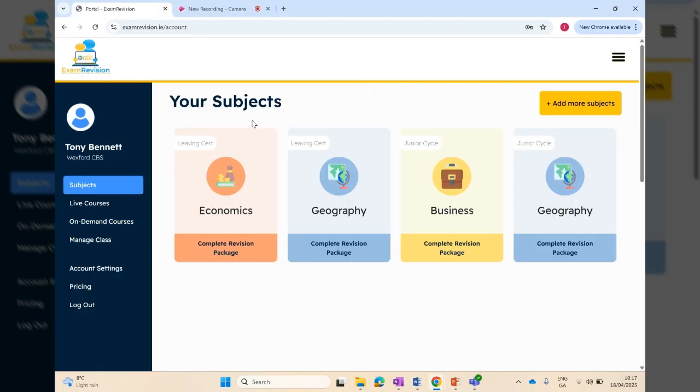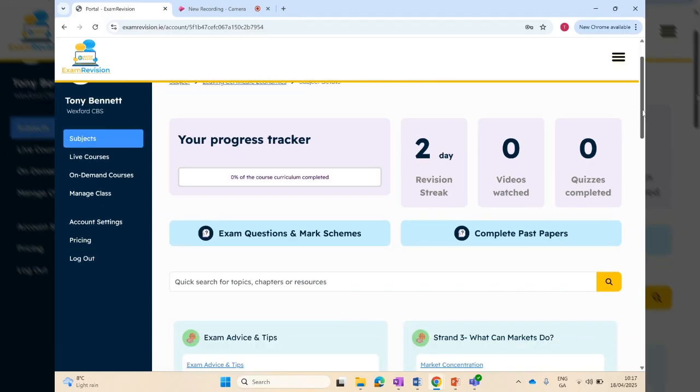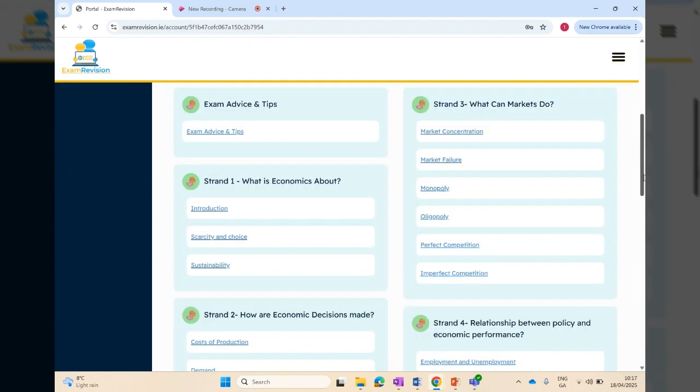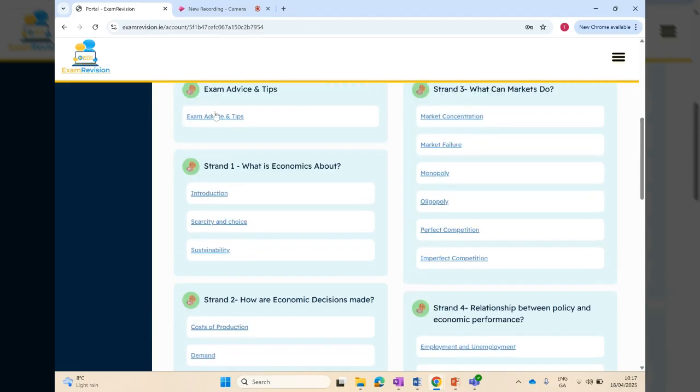So this is if I go through economics here. What you can see is a progress tracker. It tells you exactly what you've done, where you want to go, what the past papers are, how many videos you've watched, etc. It's just my account, obviously, that I upload stuff with. Each one then has your different strands. There's a little exam advice and tips section where this video will be going as well if you want to rewatch it. Then the different strands, 1, 2, 3, 4, and 5.